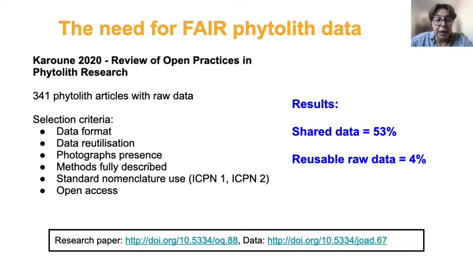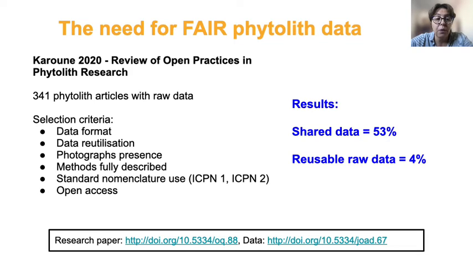So why do we need FAIR data for the phytolith community? In 2020, Emma Caron, whom you should have heard talking about open access, looked at a set of 16 archaeological and paleoecological journals in a 10-year period from 2009 to 2018 and picked out all of the phytolith articles that contained primary data. In total, she looked at 341 articles. She then collected data on data format, reusability, inclusion of photos for identification, description of the method used, use of standard nomenclature, and whether the articles were open access.